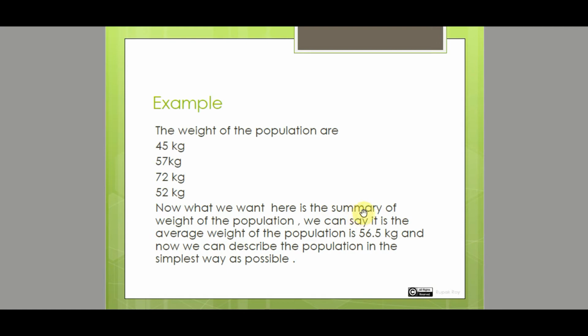Now, if we want the summary of the weight of the population, we can say the average weight of the population is 56.6 kilos. And now we can describe the population in the simplest way possible with the average weight.